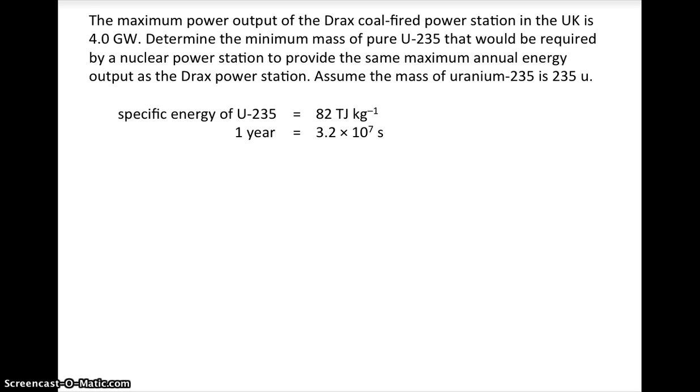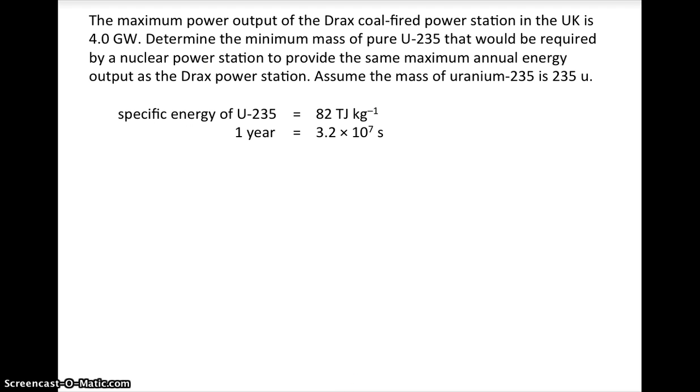The maximum power output of the Drax coal-fired power station in the UK is 4 gigawatts. Determine the minimum mass of pure uranium-235 that would be needed by a nuclear power station to provide the same maximum annual energy as the Drax power station.